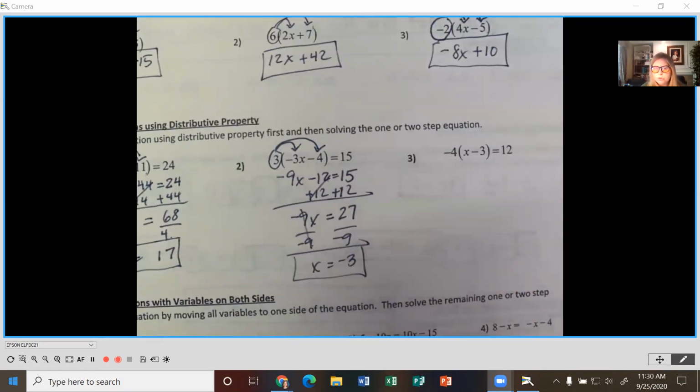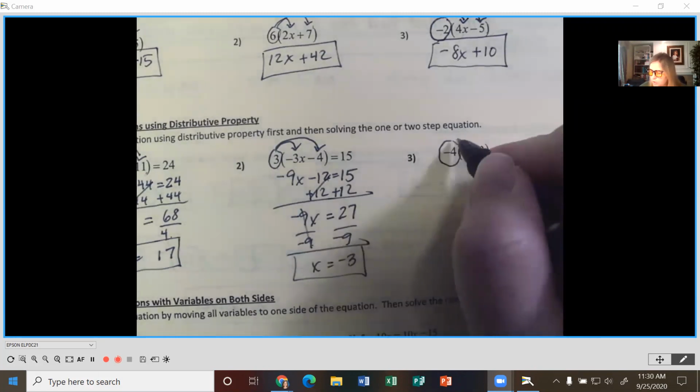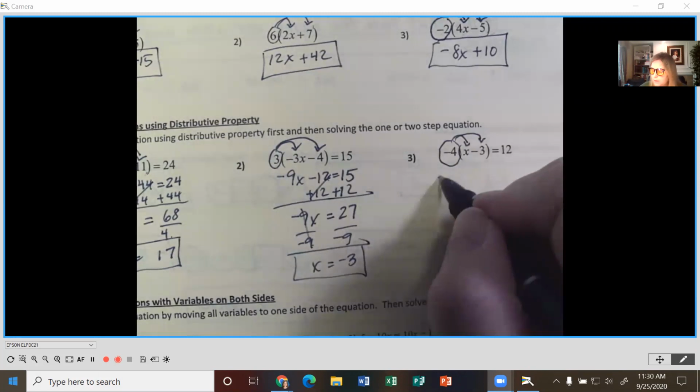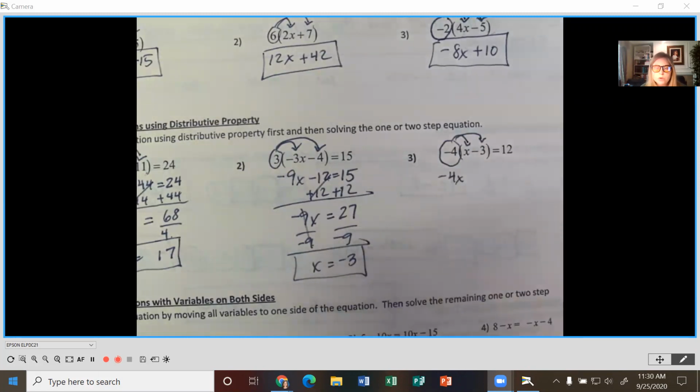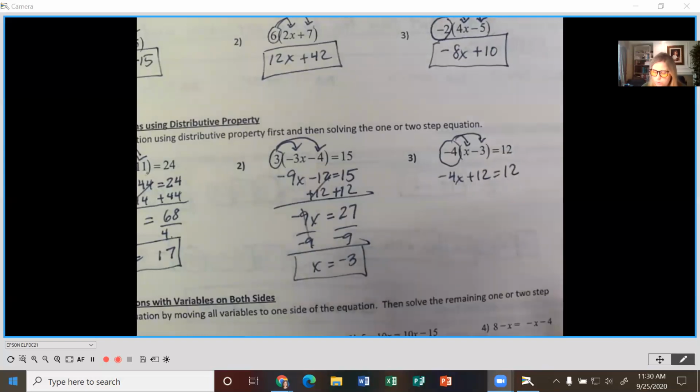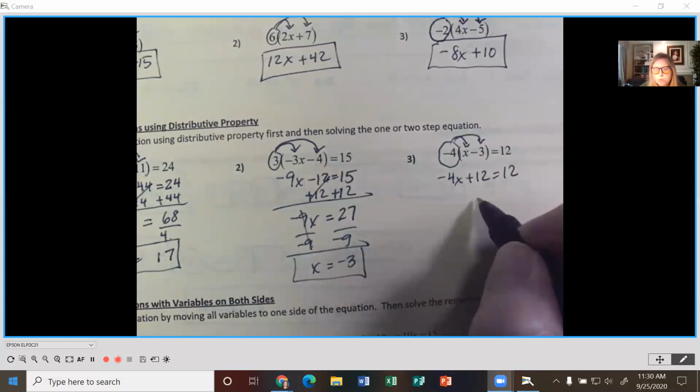Okay, number 3, we're distributing a negative. So we want to be really careful to make sure that we remember that negative with the 4. So again, I'd like you to circle that and then draw those arrows for multiplication. Negative 4 times x is negative 4x. Negative 4 times negative 3 is positive 12. Bring down the equals 12. And then we add 12 to each side.